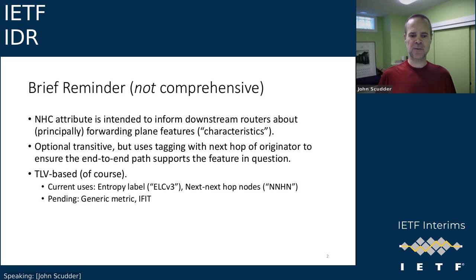We currently have a couple of uses. One is in the draft itself, entropy label support, and another one that we have a code point allocated for is a different working group draft, next top nodes. There are a couple of other pending ones that we haven't allocated code points for. One is the one I just talked about, and another one is IFIT, which are both also working group drafts.